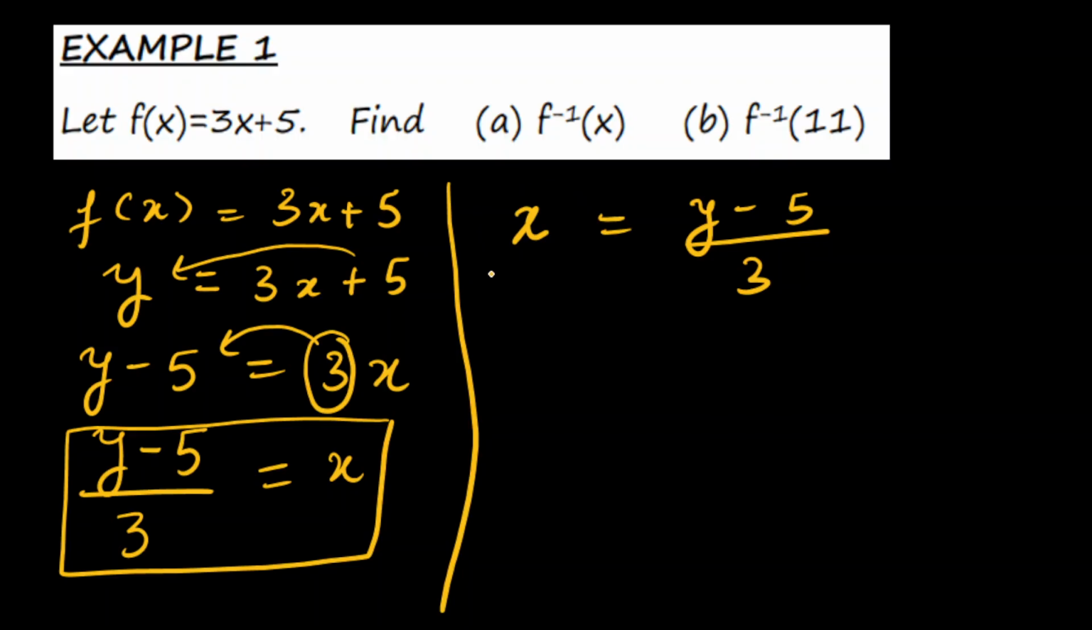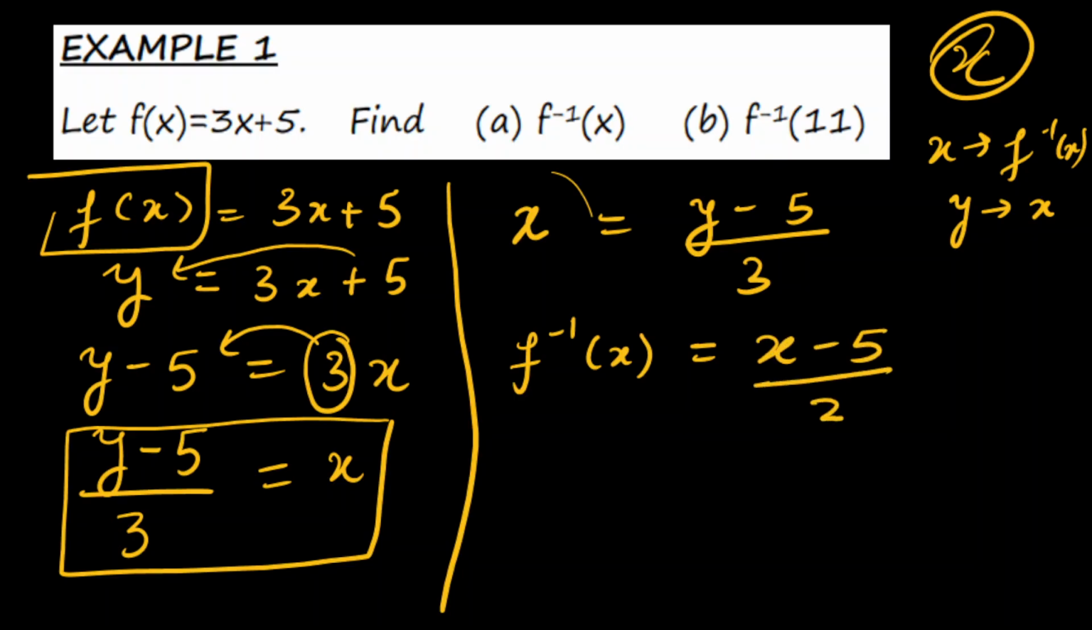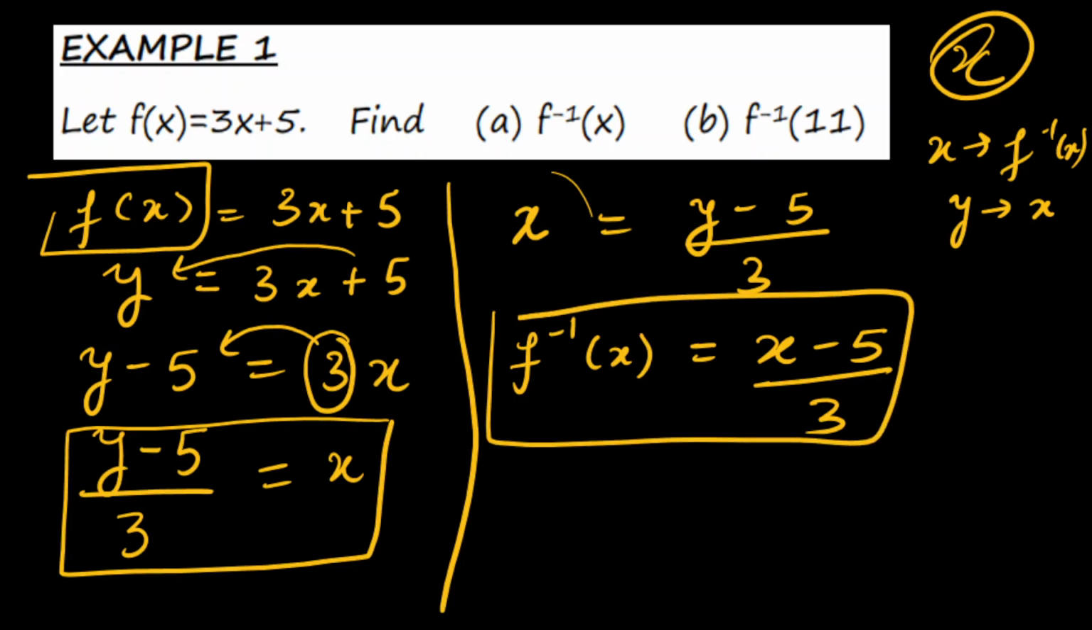Now what you have to do, in place of x you have to write f inverse x and replace y with x. So this was the third step. First step, write f(x) as y. Second step, solve for x. Third step, replace x with f inverse x and y with x. So here in place of x I have written f inverse x, and in y's place I will write x. So f inverse x is (x minus 5) by 3. We have found the value of f inverse x. That was part A.